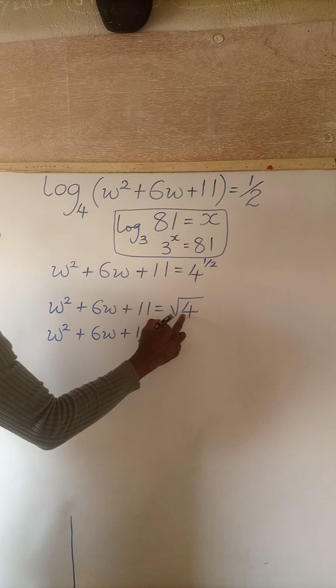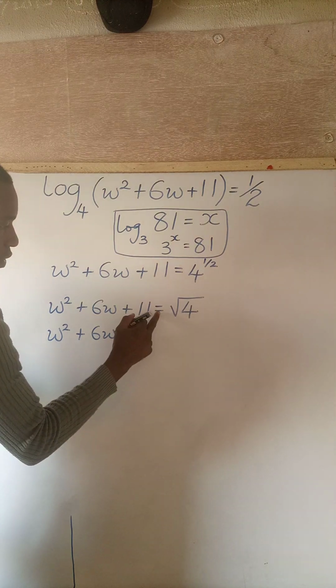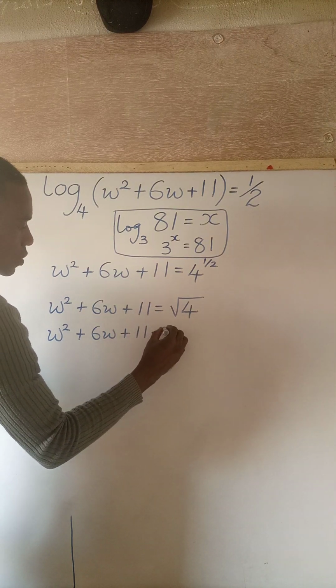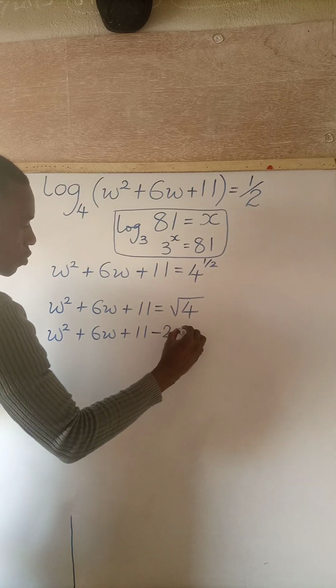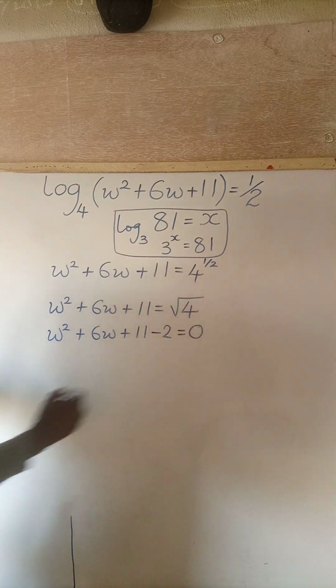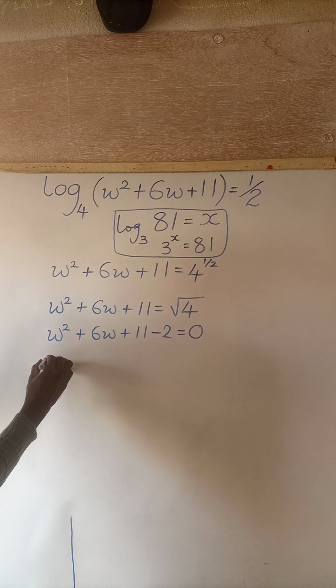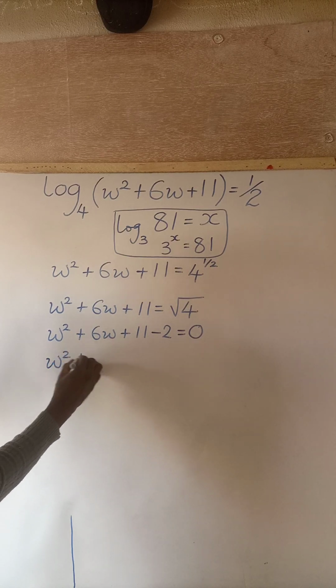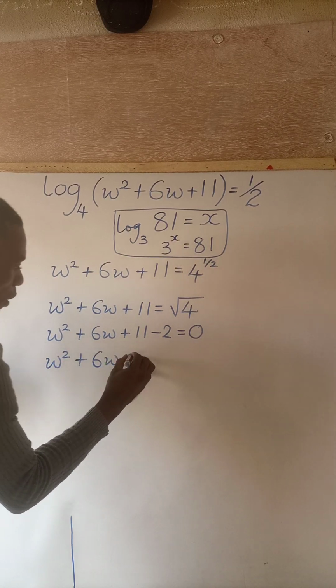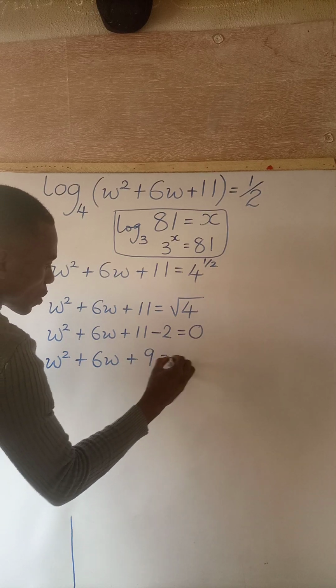Which is w squared plus 6w plus 11. And the square root of 4 is 2. When it crosses the equality sign, the sign will change to minus. So we now equate it to 0, which is w squared plus 6w plus 9 is equal to 0.